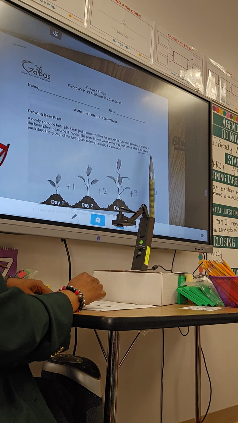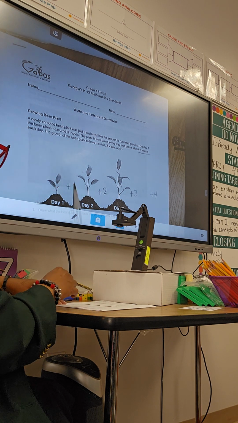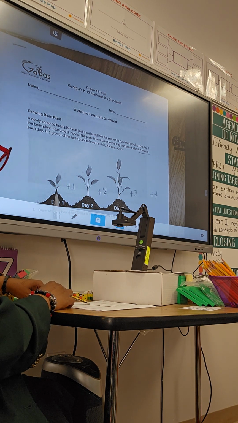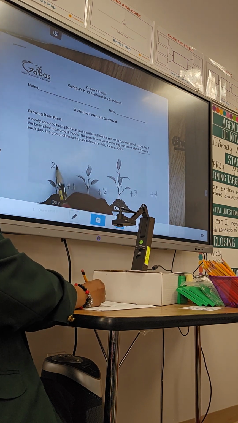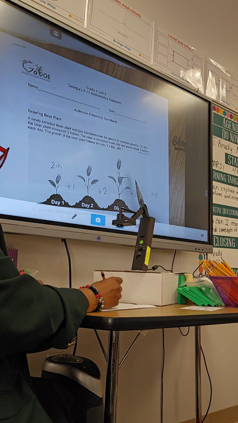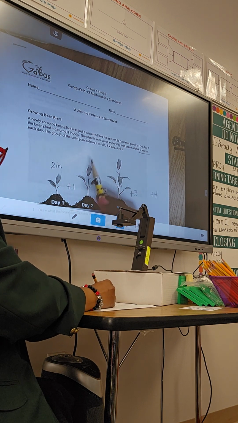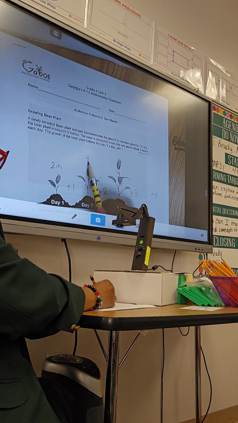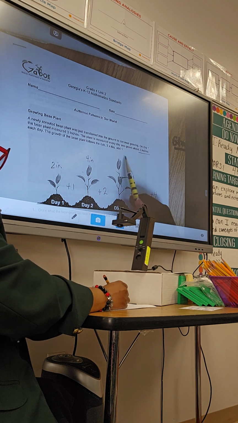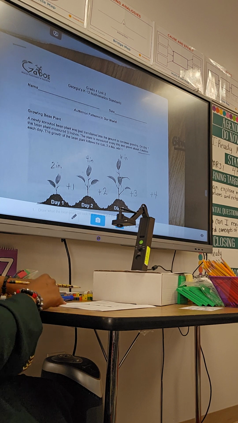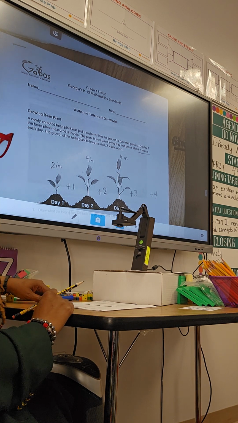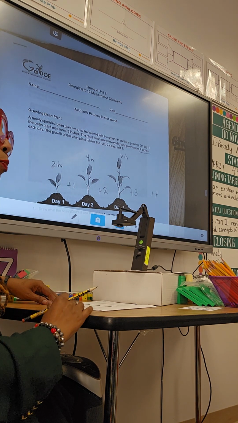2 inches every day. So on day 1, this would probably be what? It's going to start at 2 inches. So day 2 is going to be what? 4 inches. Day 3 is going to be 6 inches. Create an input-output table to reflect that information for number 2.